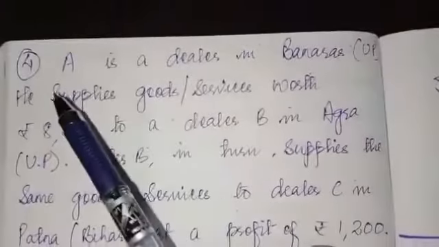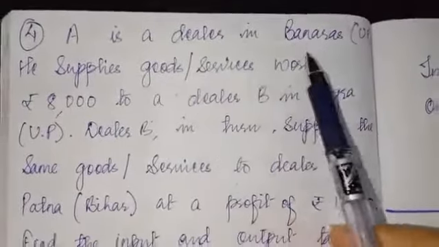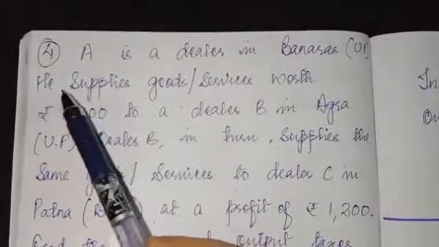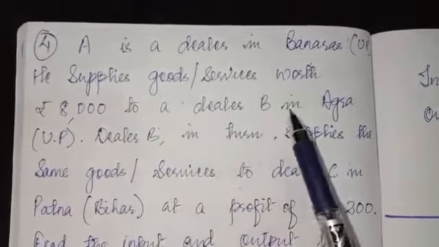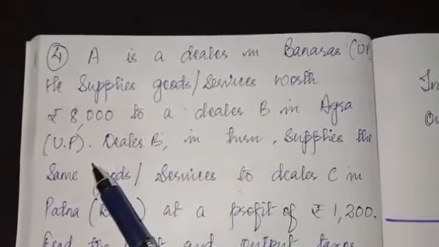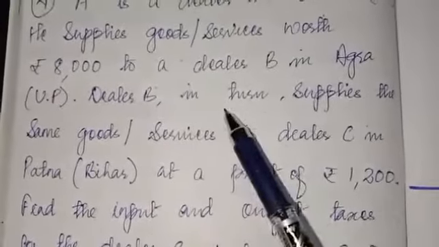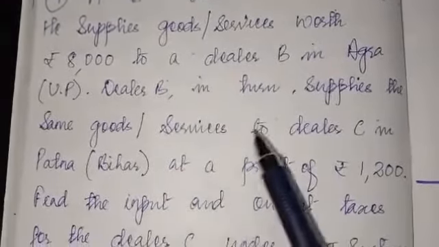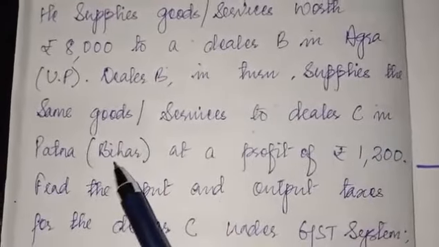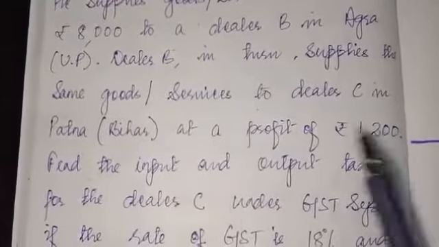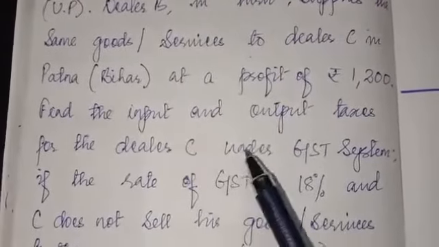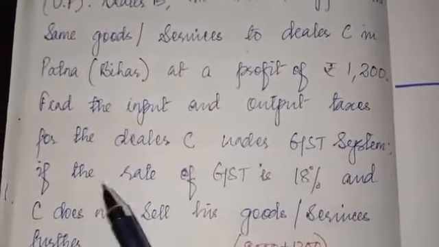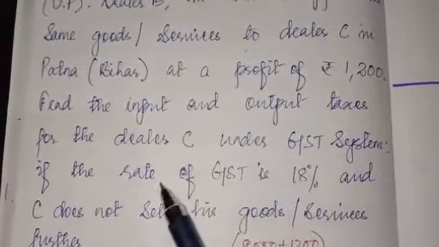Next is question number 4. A is a dealer in Banaras, UP. He supplies goods and services worth rupees 8,000 to a dealer B in Agra, which is in UP. Dealer B in turn supplies the same goods and services to dealer C in Patna at a profit of 12,000. Find the input and output taxes for dealer C under the GST system if the rate of GST is 18% and C does not sell his goods and services further.